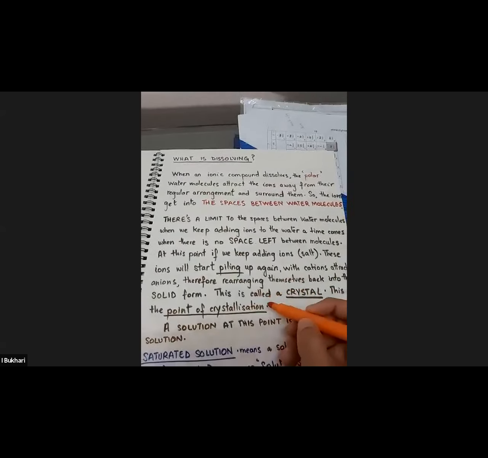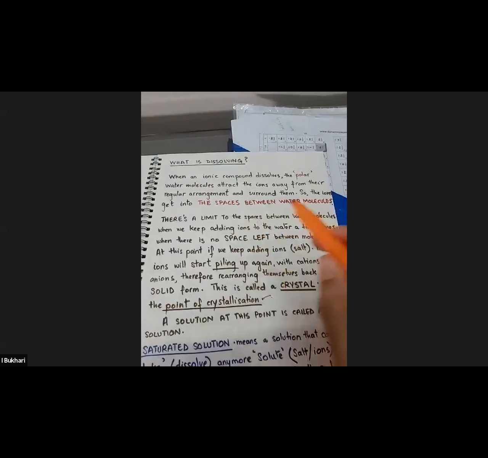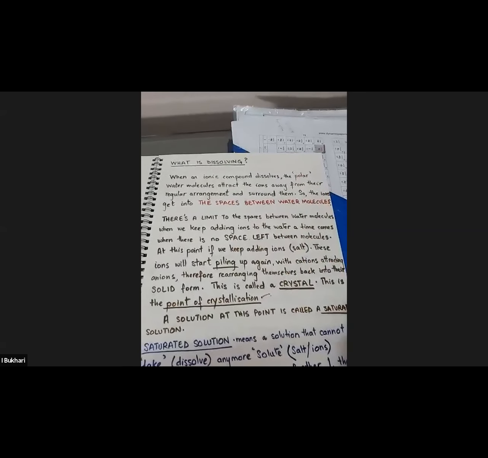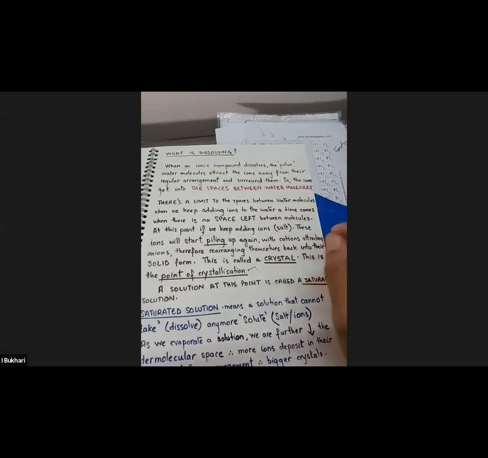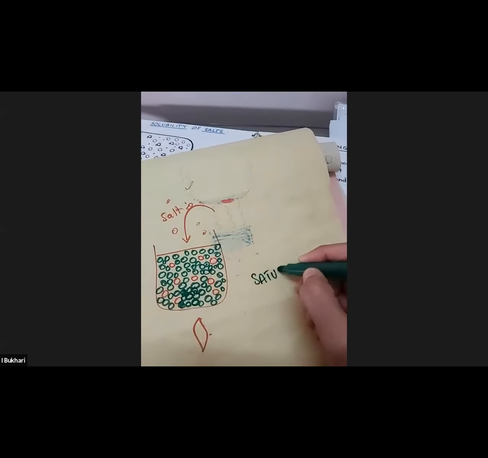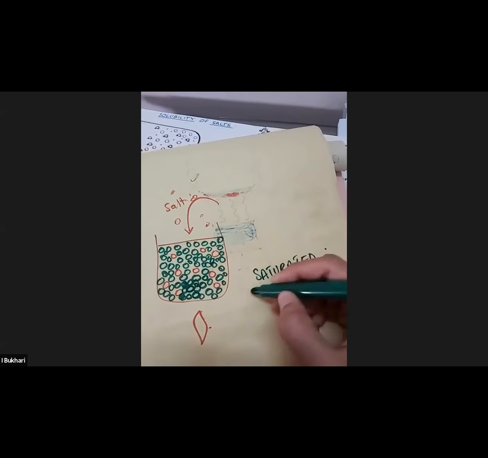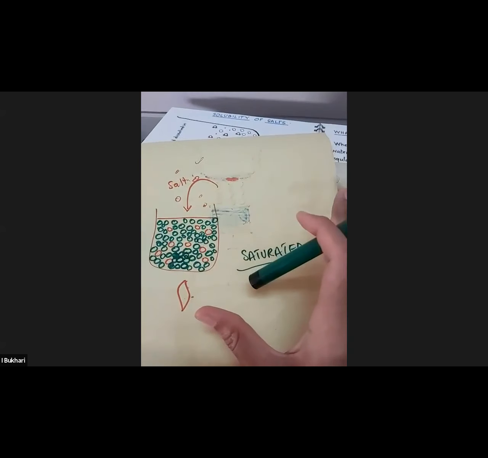Now, of course, the point of crystallization will be achieved only when all the intermolecular space has been occupied, meaning there is no more space even for a single ion of the salt in between the water molecules, okay? Like something like this. Now, not a single molecule can come and sit here, and therefore, at that point, the solution is said to be saturated. The word saturated means limit. That's it. No more. Not a single ion.